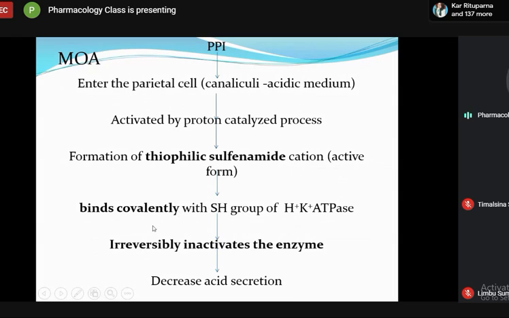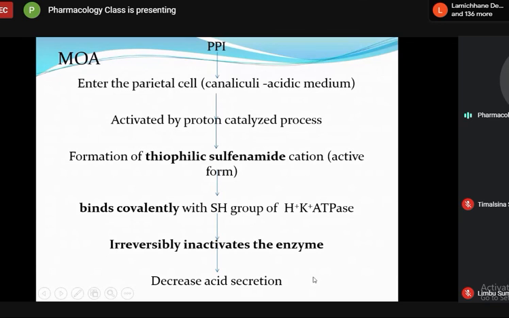Covalent bond means there is a strong bonding of the active form of proton pump inhibitors to the proton pump, that is the hydrogen potassium ATPase. So that will inactivate the enzyme irreversibly. That means the enzyme cannot be activated again. Once there is a covalent bond, a strong bond in the SH group of the proton pump, this enzyme will be inactivated. So that will decrease the acid secretion.